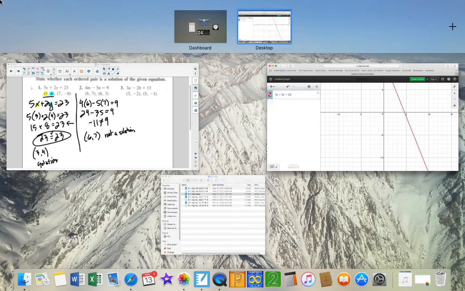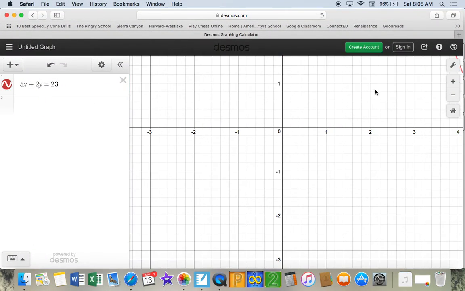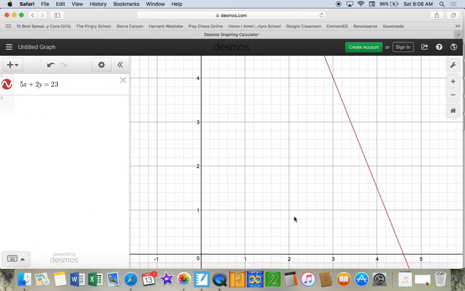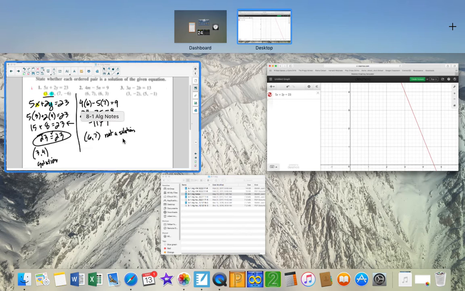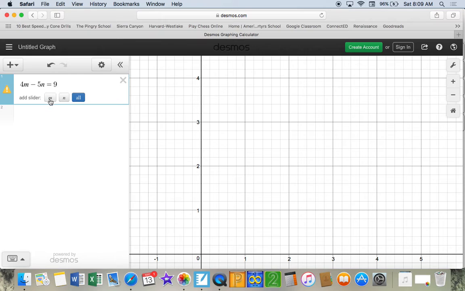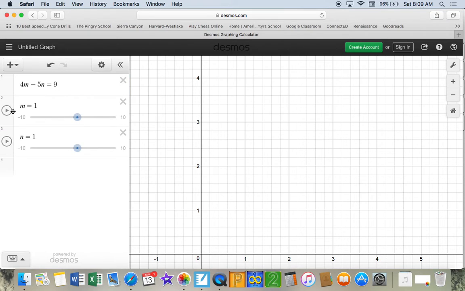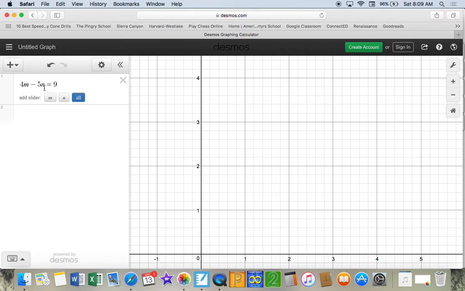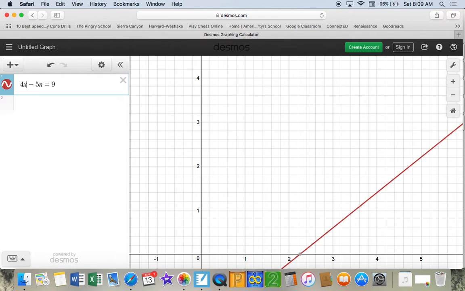So our coordinate was (3, 4). If we pull in and go to 3 on the x and 4 on the y, we notice that it lies on the equation. So if we take this equation, 4m minus 5n equals 9, I think it was. I don't know what happened there. I guess it doesn't like non-variables. Let's use x and y.